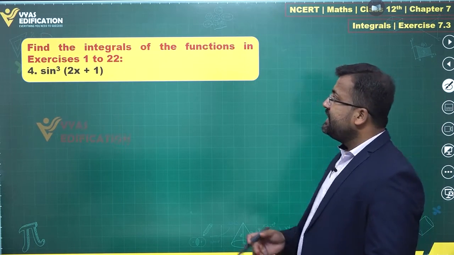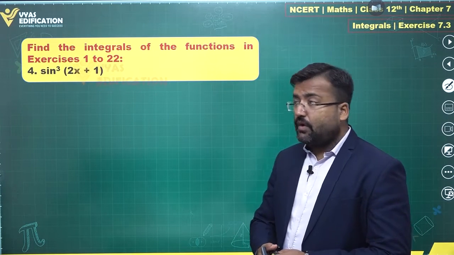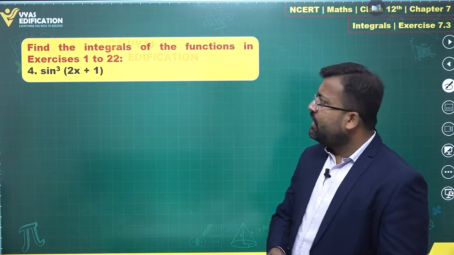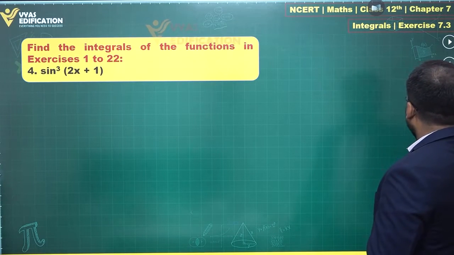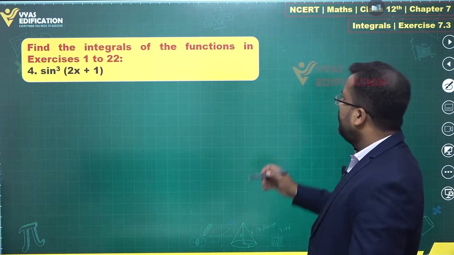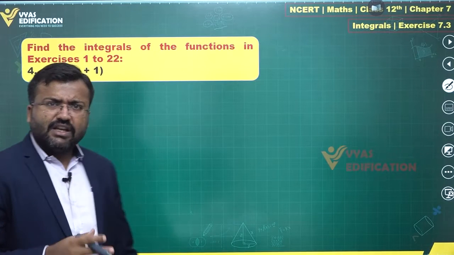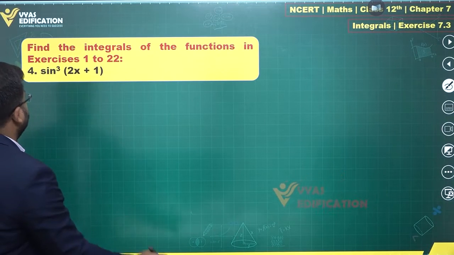The fourth question says that we have sine cube of 2x plus 1. And how do we handle this one? So sine cube of anything can be handled in two ways. What are the two ways? Let's take a look at this particular question using one of the ways first.